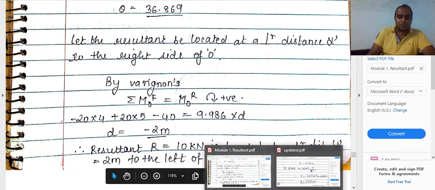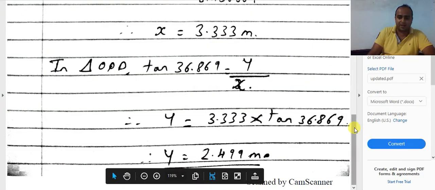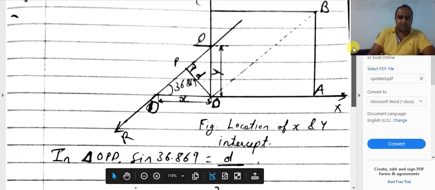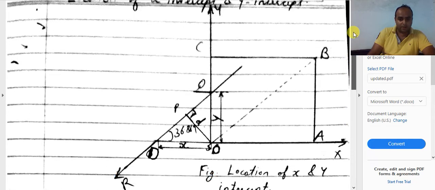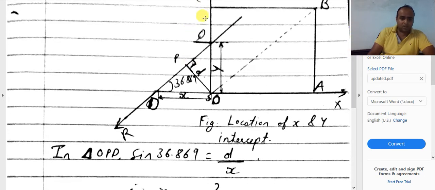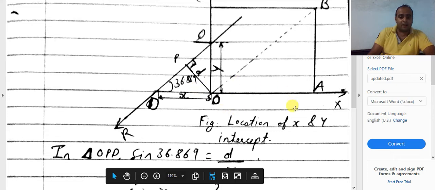Now the last step is the location of x and y intercept. So my dear friends, I'll start with this. I have drawn a new diagram for this. Because the resultant is acting towards the third quadrant and it is located to the left hand side of O, now we are getting the values of the x and y intercept, that is where the resultant will cut the x axis, and where the resultant will cut the y axis.